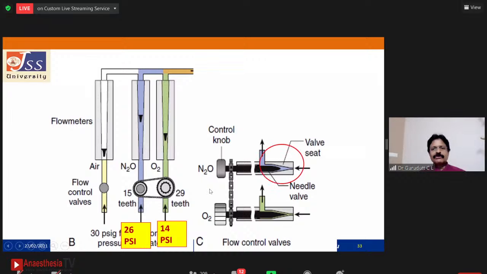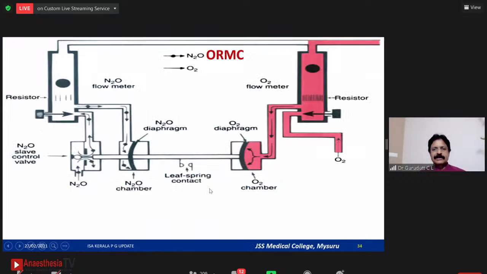I just wanted to show you again this ORMC. I want to describe the ORMC, or SORC, that is in the case of the Draeger. I told you that in Draeger, it is more pneumatic rather than mechanical when compared to Link 25. So how will this SORC or ORMC work?